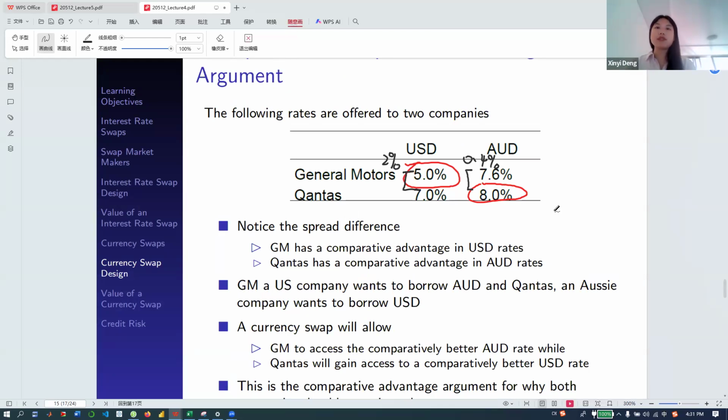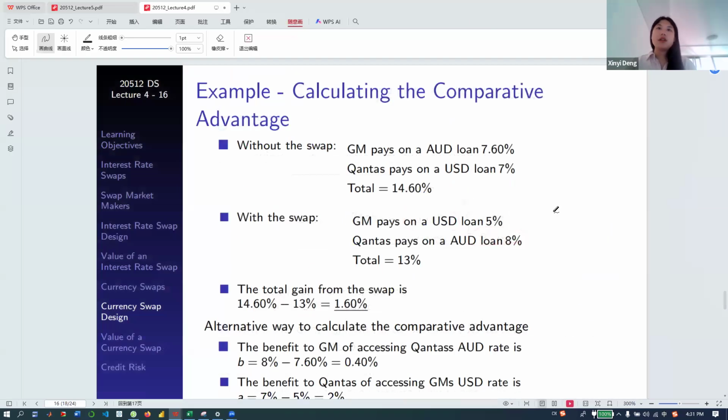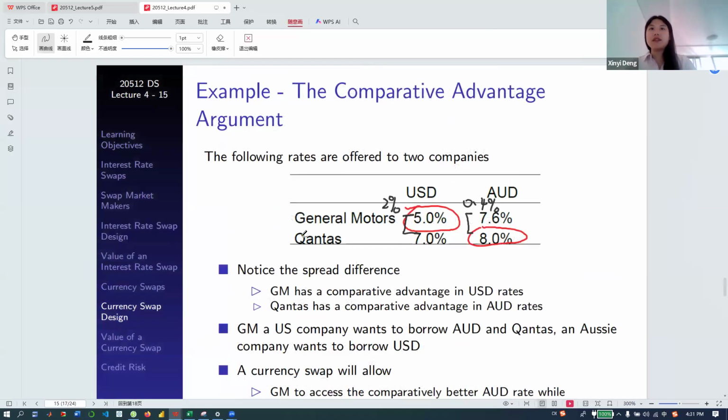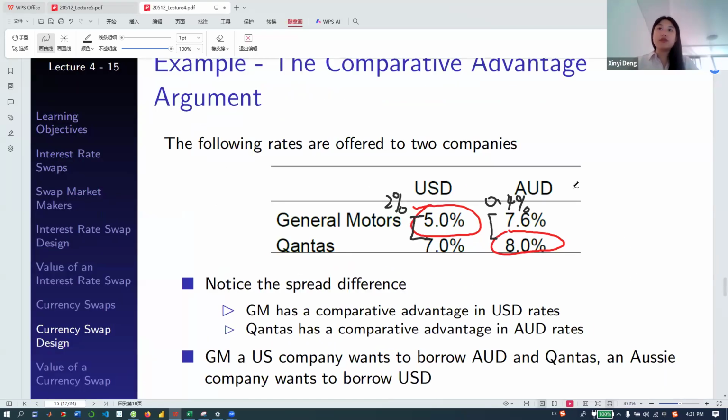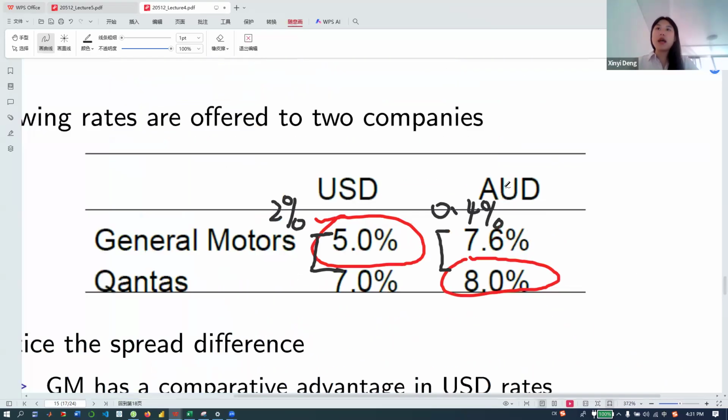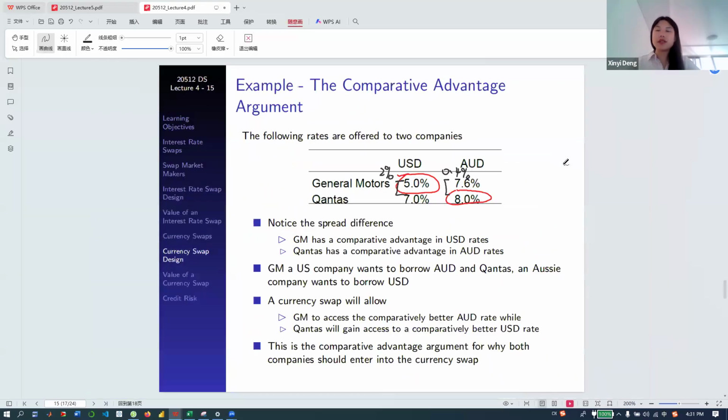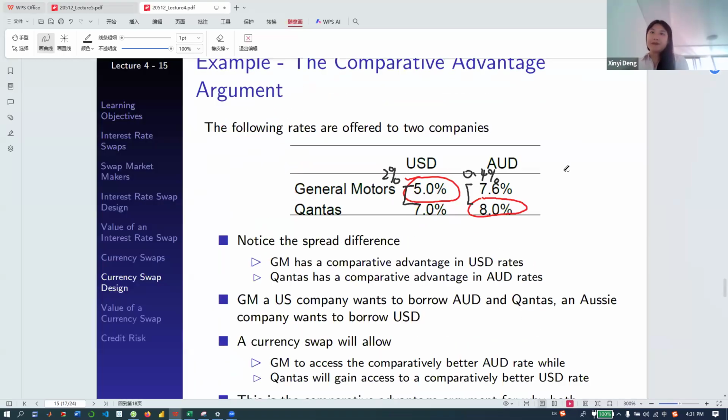So without the swap, note that now all the rates are fixed. So it's different from the interest rate swap where you have fixed and floating. Now, though we have two currencies, all the rates are fixed. Now let's calculate the borrowing cost I was talking about.